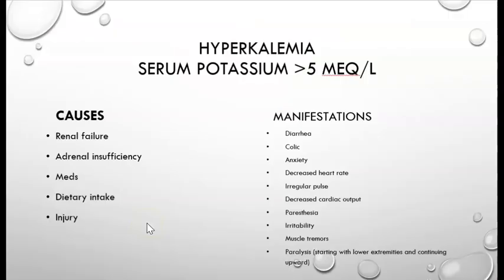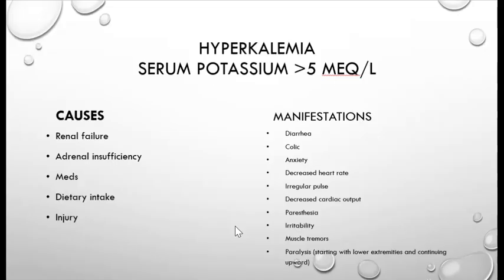So next we're going to be talking about hyperkalemia, and this is a potassium level greater than 5 or 5.3. This is usually from inadequate excretion of potassium, excessive intake, or a shift of potassium from the ICF to the ECF. And that affects neurotransmitter and cardiac function.